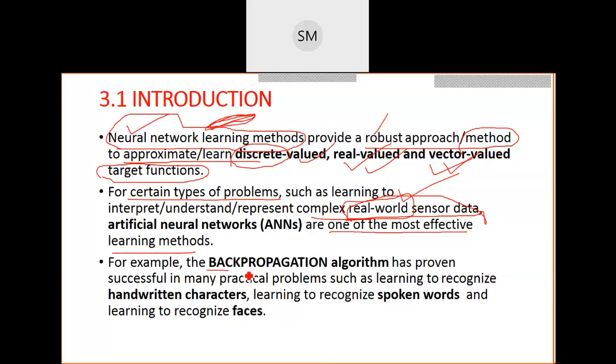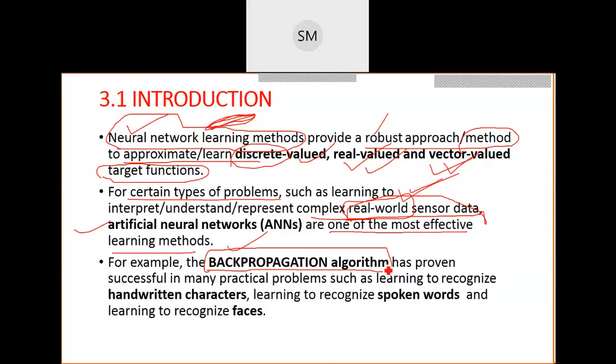For example, here we are going to use one very important algorithm in this module. That algorithm is the backpropagation algorithm. In the next topics I will discuss this backpropagation algorithm and why it is called backpropagation. In this model we are going to use the backpropagation algorithm, and based on it we can construct artificial neural networks to take decisions or to solve complex problems which use sensor data.